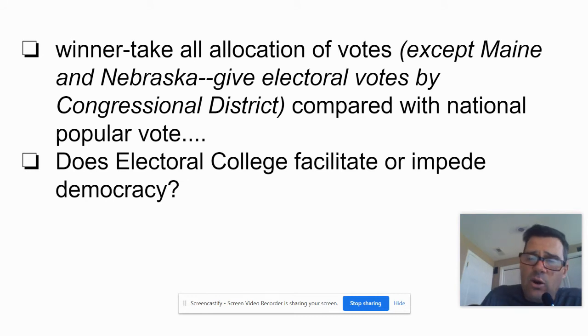All right, and then a question that people ask, and it's still debated about the Electoral College, is: does the Electoral College facilitate or impede democracy? Is it good for democracy to have this kind of Electoral College come into play? And again, it only comes into play when it's super close. Or does it impede or hurt democracy?